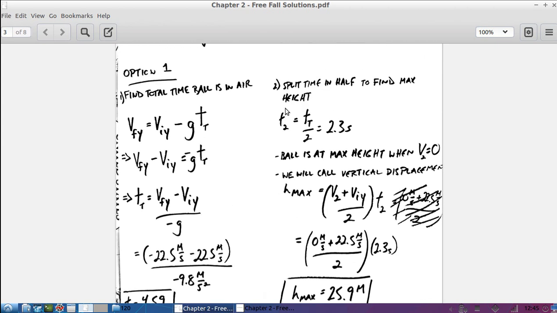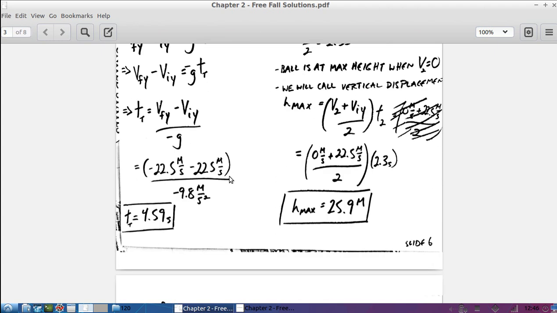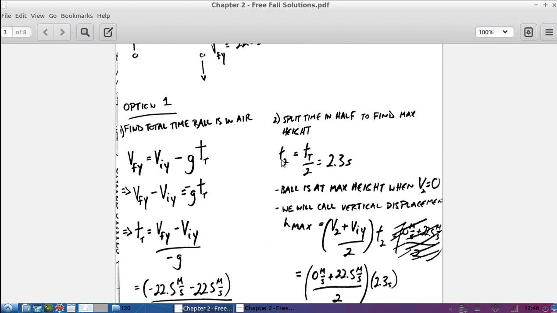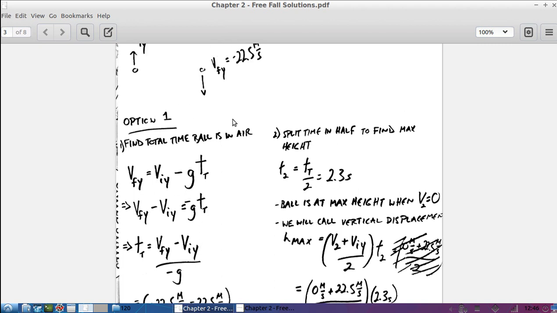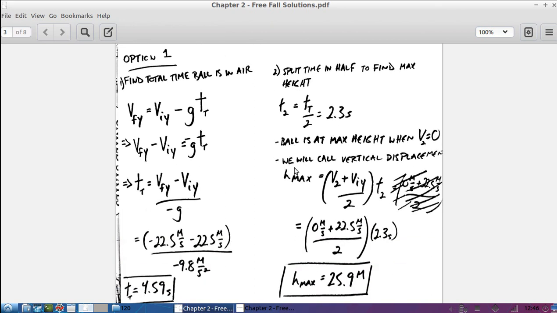and then I know since it's a symmetric problem, I took this hang time and I divided it by 2, and that's the time it takes to get to its max height. Again, the two assumptions I can only make for symmetric free fall is the relationship between the velocities and the relationship between time up and time down. So I'm taking this. This is the time it takes to get up.